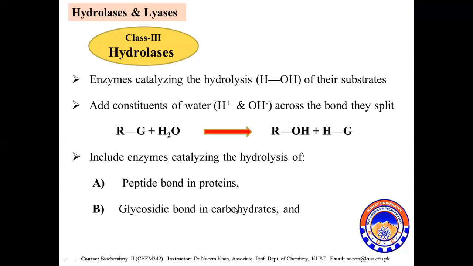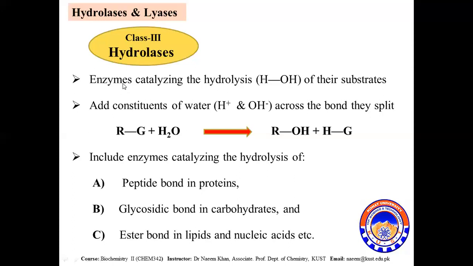glycosidic bond in carbohydrates. Yes, in carbohydrates, the glucose units are linked by a specific bond through oxygen. That is called glycosidic bond. Hydrolases also catalyze the breaking down of glycosidic bond in carbohydrates, and ester bond of lipids and nucleic acid. In lipids, the fatty acids are linked to the alcohol through ester linkages, and similarly in nucleic acids, the phosphate group is linked to the ribose sugar by an ester linkage. So these hydrolase enzymes also catalyze the hydrolysis of the ester linkages.